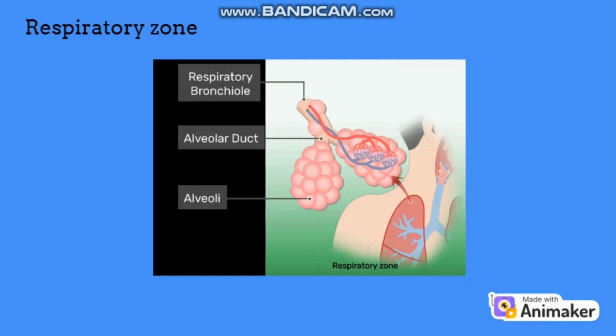The respiratory zone is where your respiratory bronchioles, alveolar ducts, and the alveolar sacs are found. These structures allow the exchange of gas between the air and blood.